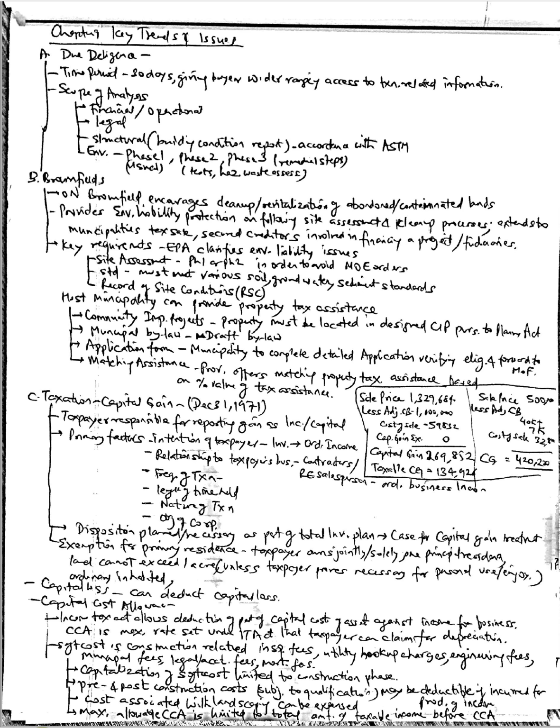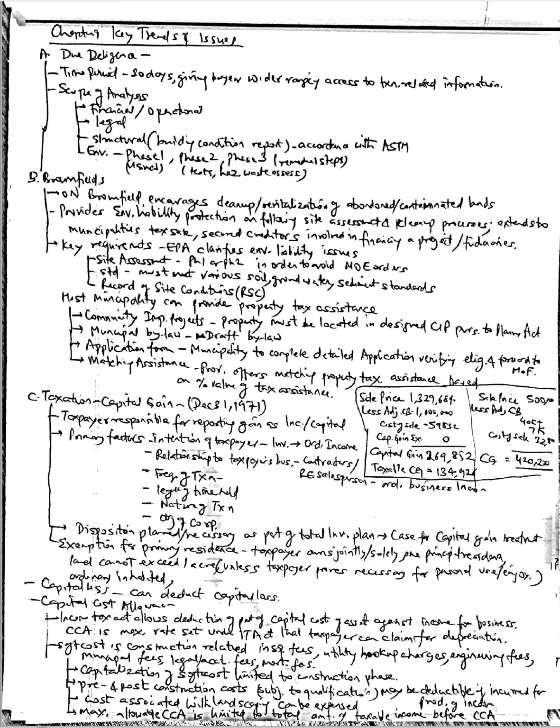gain. Capital gain versus taxable income. The Income Tax Act does not specifically set out whether the gain or loss is capital in nature. The taxpayer is responsible for reporting the gain as income or capital gain. This report may then be challenged by the CRA with onus of proof on the taxpayer.